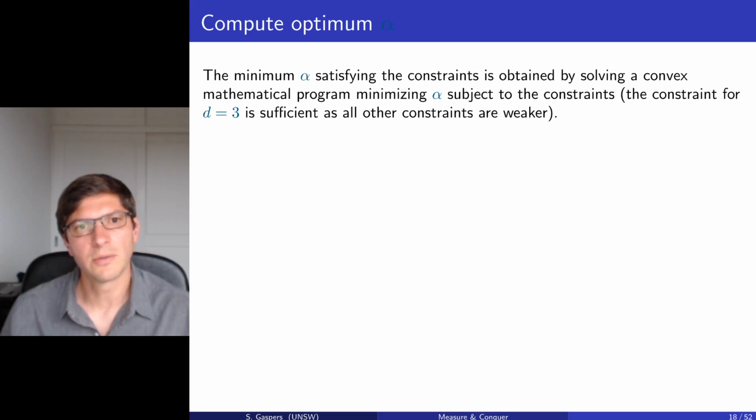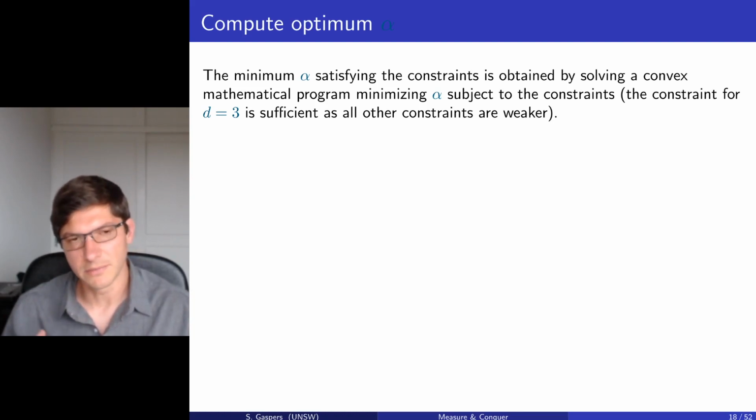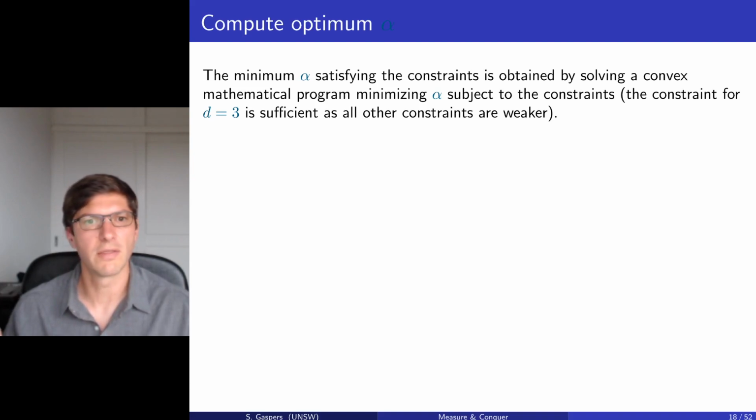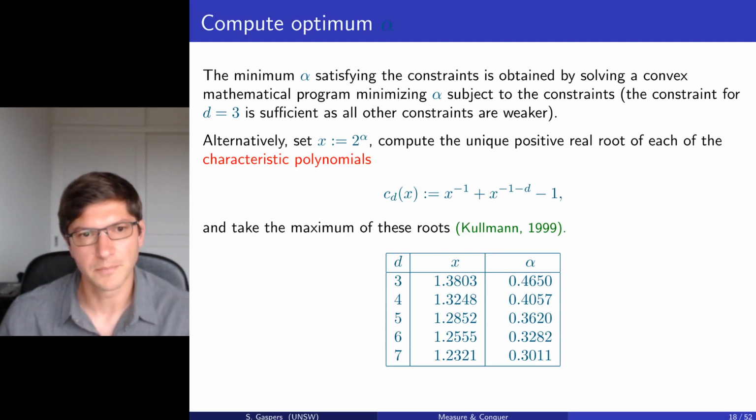So we can now compute the smallest alpha that satisfies these constraints. Actually just keeping the constraint for d equals 3 is sufficient because all other constraints are weaker. If the one for d equals 3 is satisfied, then the others are also satisfied. So if we compute the smallest alpha that satisfies all of these constraints, then we get a valid analysis.